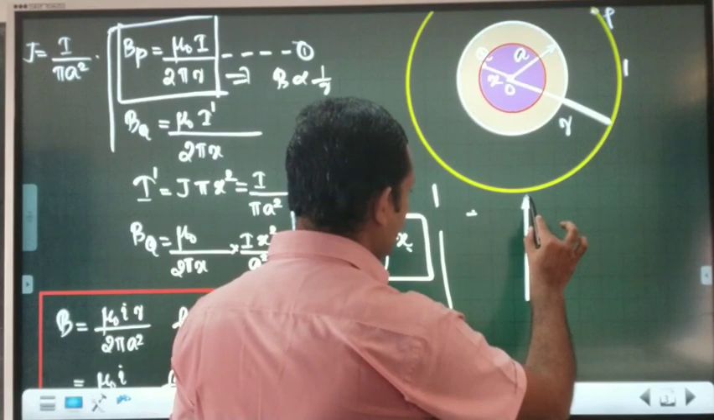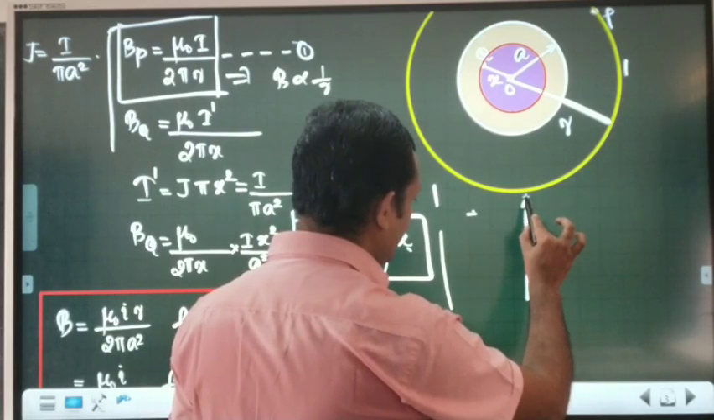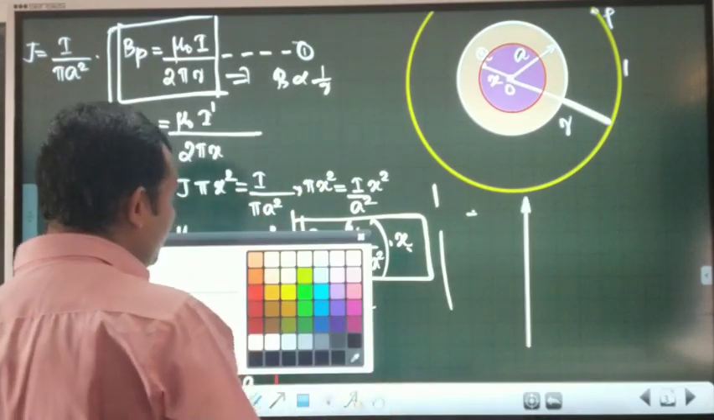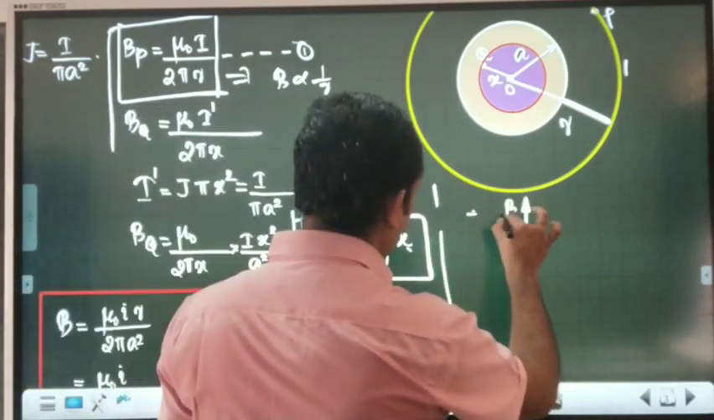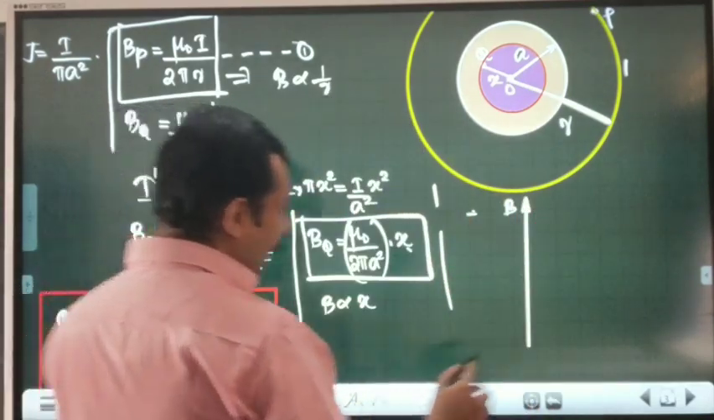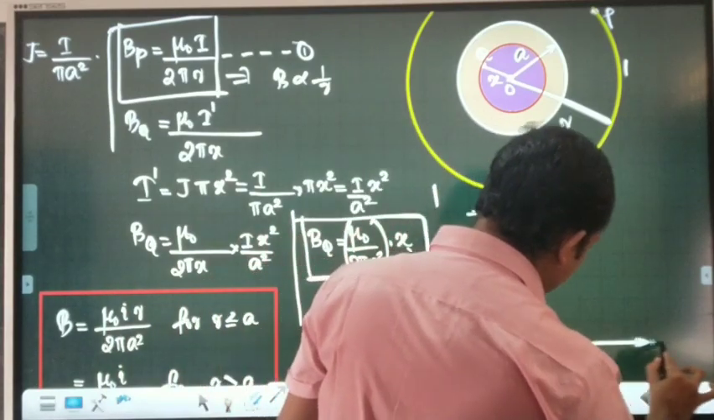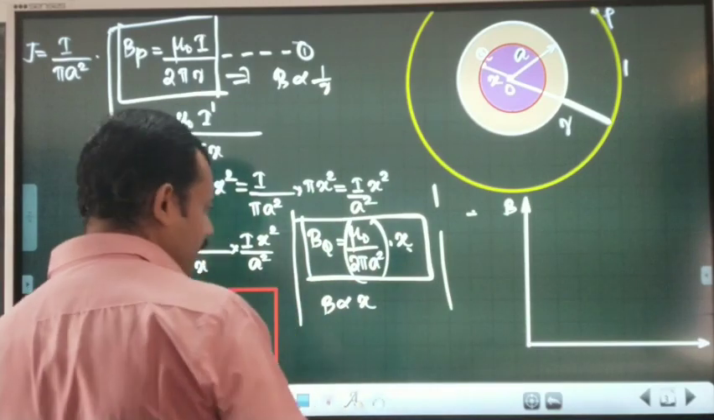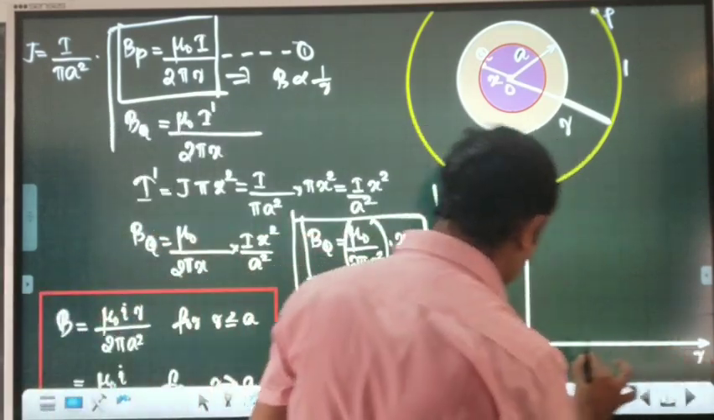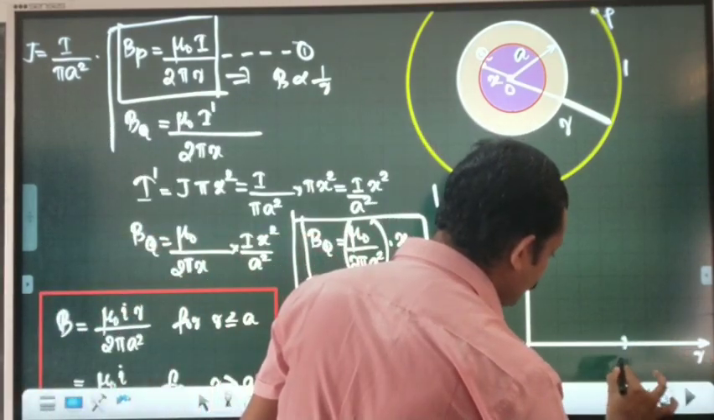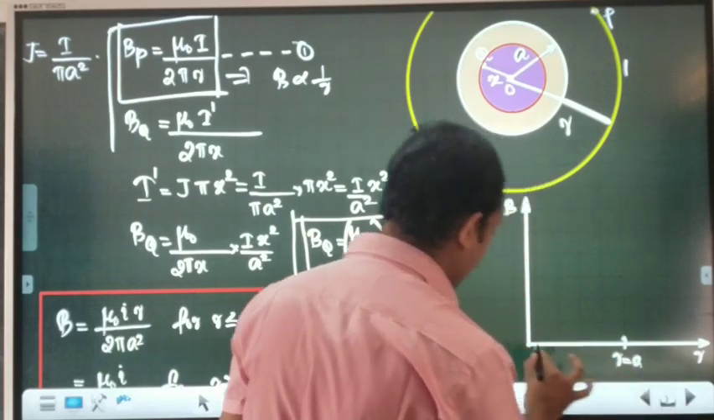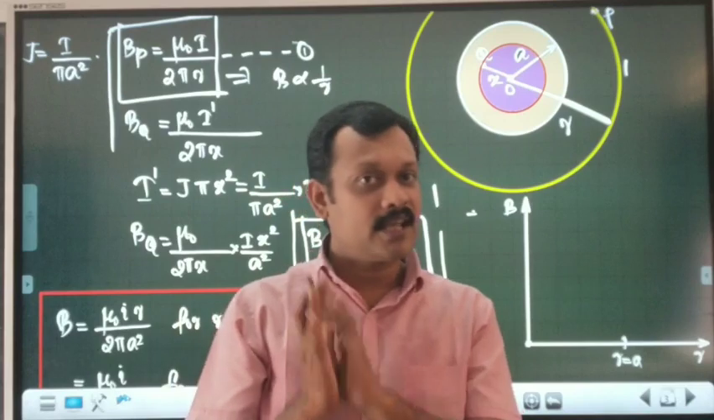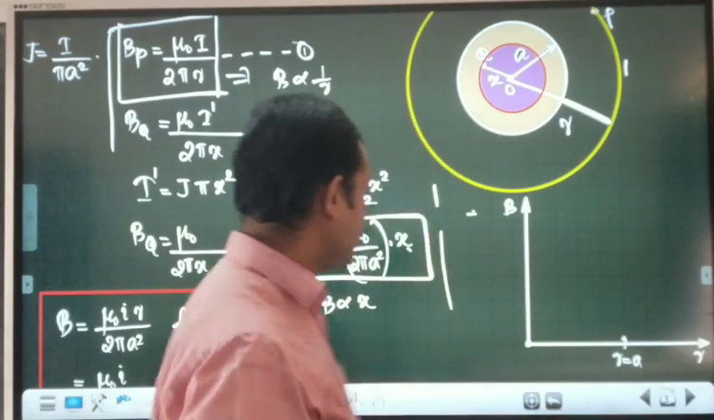If I plot the same as a graph, the variation of the magnetic field with the distance R from the center. At the center, R is equal to 0. I have mentioned R as the distance from the center, otherwise the radial distance.